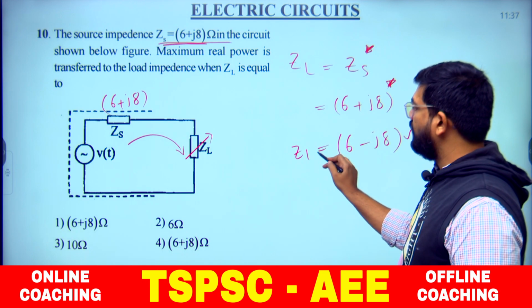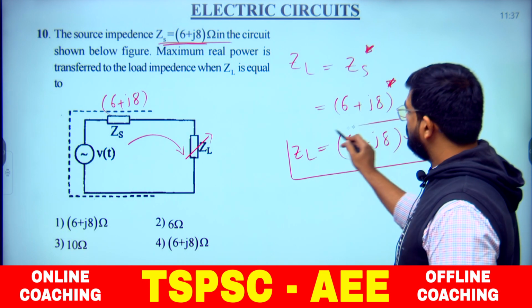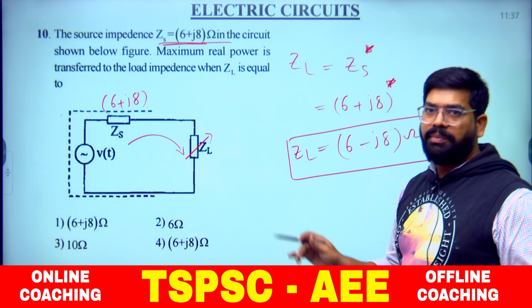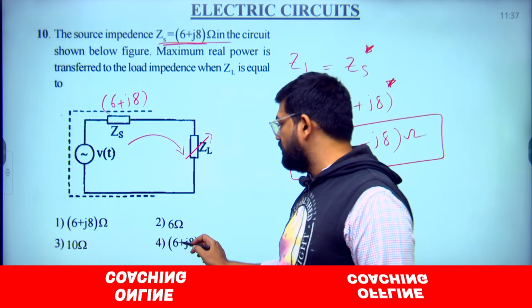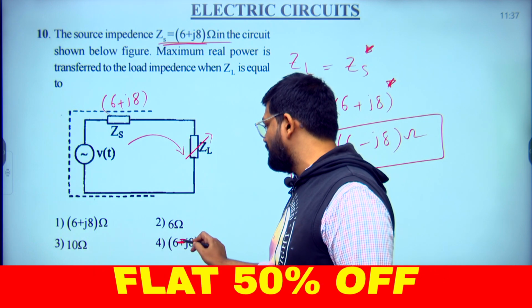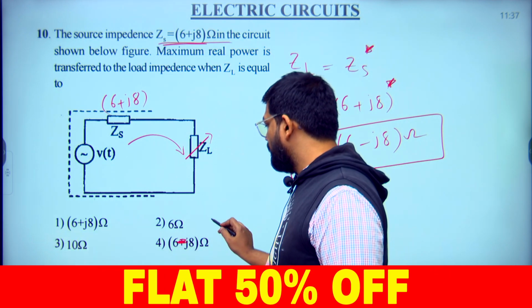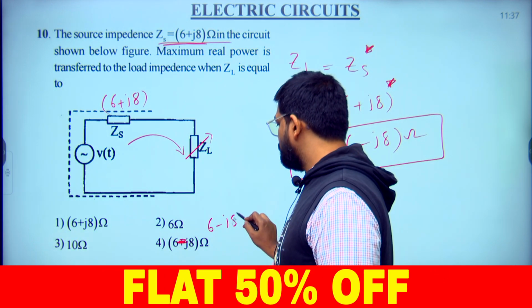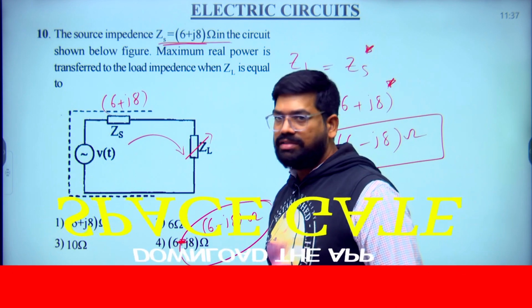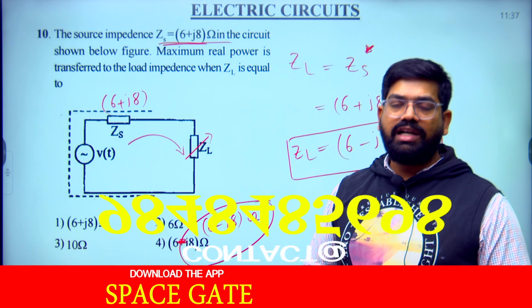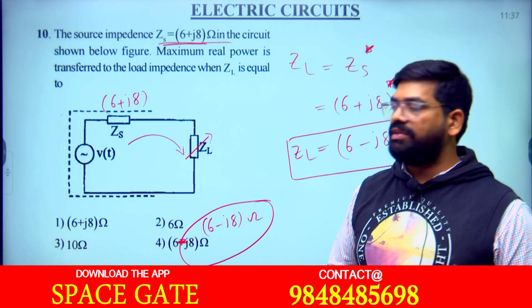load impedance when maximum power is transferred from source to load. But in the options there is a typing mistake. This is 6 minus J8. The last option is 6 minus J8, so this is our right answer. So it is one of the conditions in the maximum power transfer theorem.